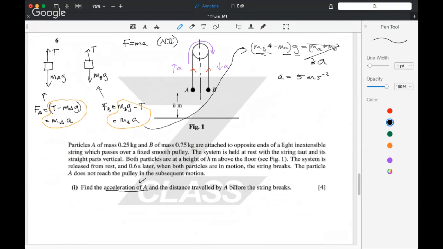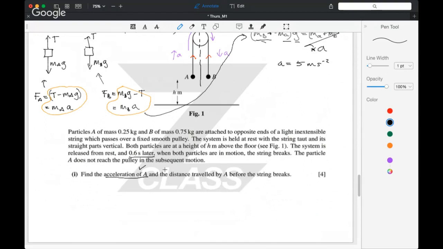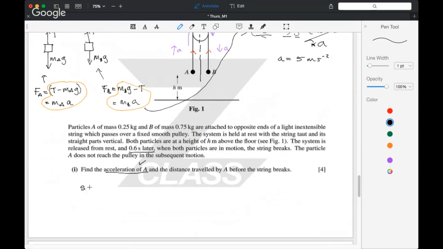And they want the distance traveled by A before the string breaks. We don't know anything about the strength of the string or anything horribly complicated like that. We're just told that it breaks 0.6 seconds later. Well, in that case, we have all we need. The distance is equal to the initial velocity times the time plus 1/2 times the acceleration times the time squared. In this case, that's equal to 0 plus 1/2 times 5 times 0.6 squared. So it's no problem to get the distance.